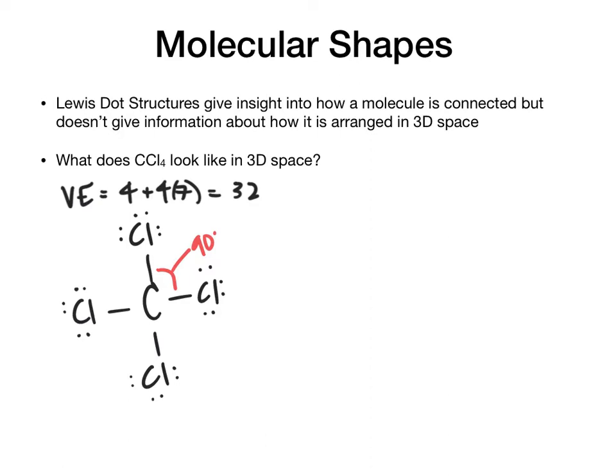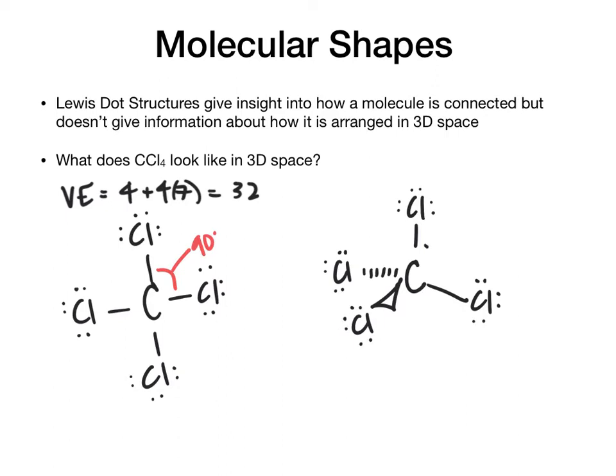So we could imagine a way to draw this in three-dimensional space where all of our chlorines are now 109.5 degrees apart. I know, lone pairs take forever. So now this angle here is 109.5, and so is the angle in all of the different places between any of the chlorines. So as we start to think about 3D space, we want all of the atoms to be as far apart as possible.